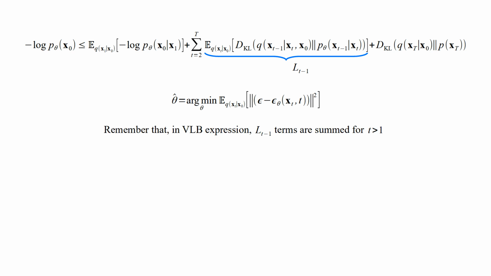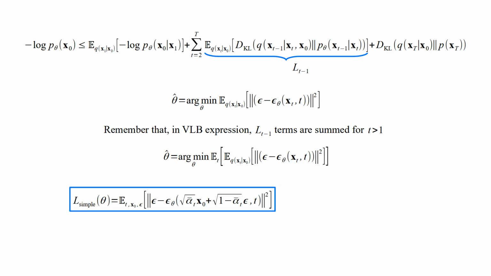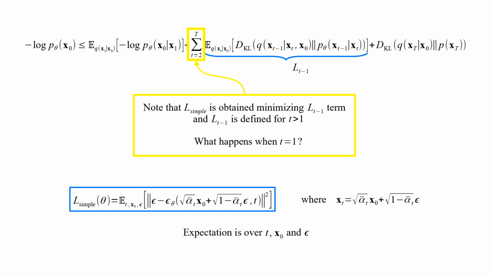In VLB expression, LT-1 terms are summed for t is greater than 1. So there is one more expectation. Here is the loss equation. It is called simple loss. And expectation is over time step x0 and epsilon. Note that simple loss is obtained minimizing LT-1 term. And LT-1 is defined for t is greater than 1.